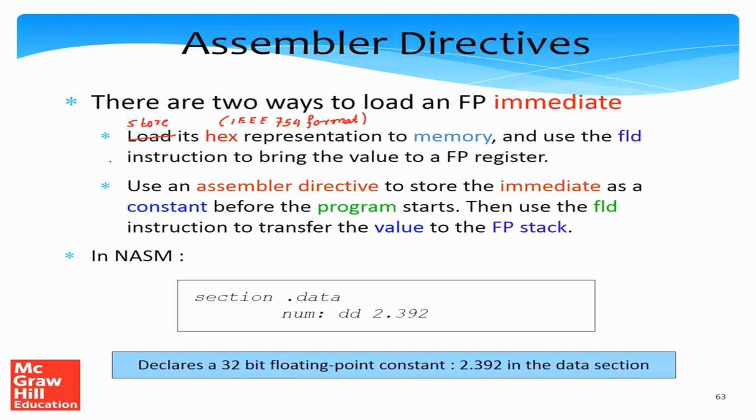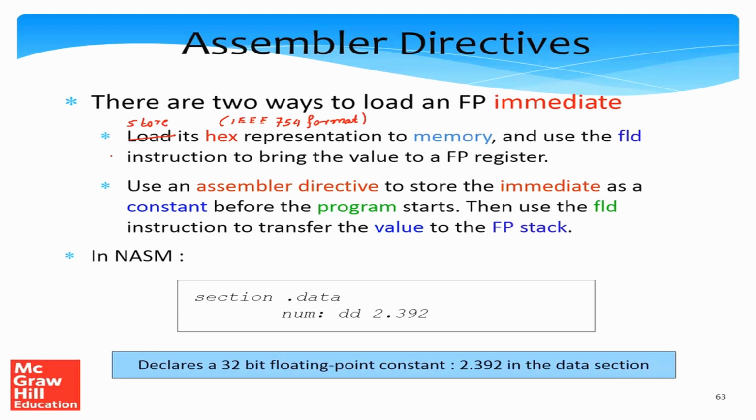The points basically say that either the assembly programmer manually converts a floating point number to its hex representation, stores it to memory and then reads it to the floating point stack. The other is we let the assembler do exactly the same thing.